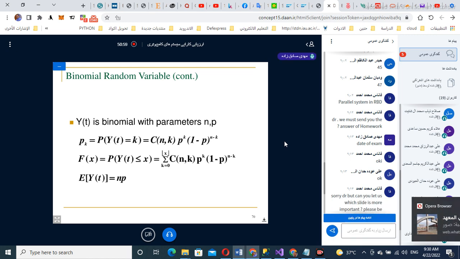And F(x), that is probability Y(t) less than or equal x, because at least x should work. If less than that work, that is failure.